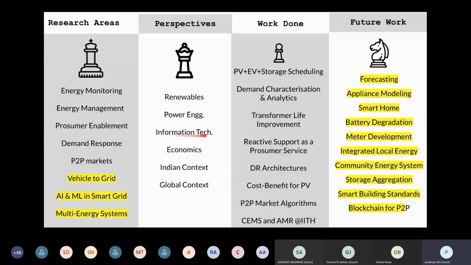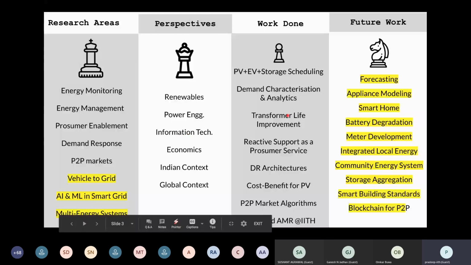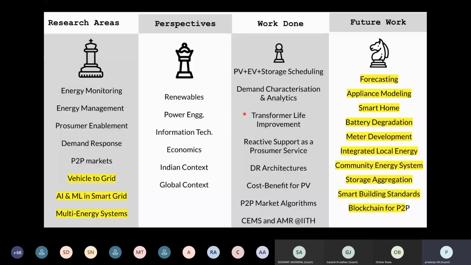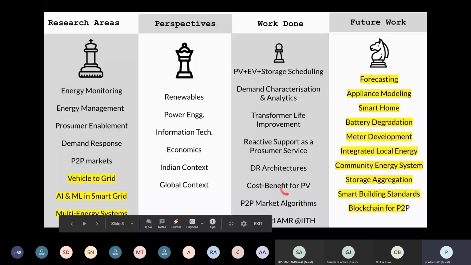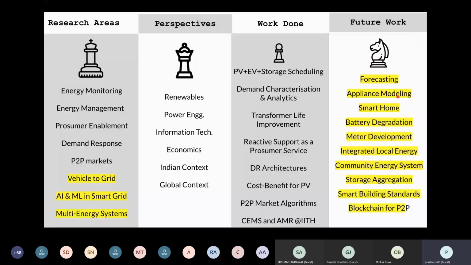Today I have already given this presentation, so that is the last topic, CEMS and AMR at IIT Hyderabad. Whereas PV, EV and storage, demand characterization, transformer life improvement are topics on which some of my students are working. In the future, I want to go for forecasting, modeling of appliances, smart home, battery degradation, development of the meter itself, integrated local energy system, community energy system, storage aggregation, smart buildings, blockchain. These are some of the future topics.